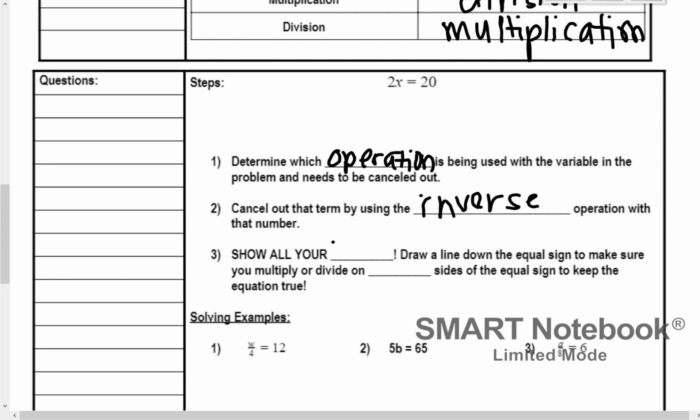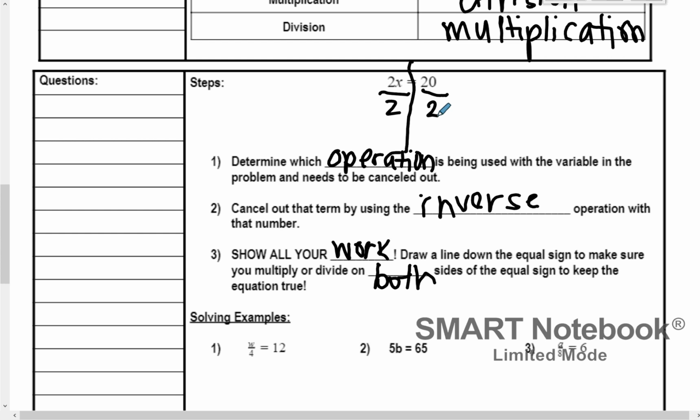We are going to make sure to show all of our work. Make sure we draw a line down the equal sign to make sure that we are doing the same thing to both sides. That's super important so that we keep the equation equal on both sides. Now remember, we are doing 2 times x, so to undo that, we are going to do division. We show division with a fraction bar. That is non-negotiable. You need to use a division or fraction bar for division when you're showing your work. So 2x divided by 2, 20 divided by 2. We're doing the same thing to both sides to keep it equal.